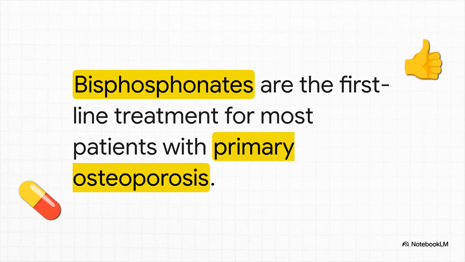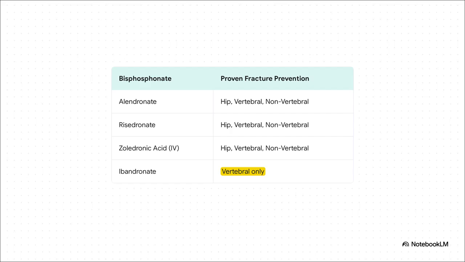Now, for most of your patients, the first prescription you're going to write is for a bisphosphonate. These are what we call anti-resorptive drugs. That's just a fancy way of saying they put the brakes on those overactive osteoclasts we talked about, which finally gives the bone-building cells a chance to catch up. But listen, not all bisphosphonates are created equal.